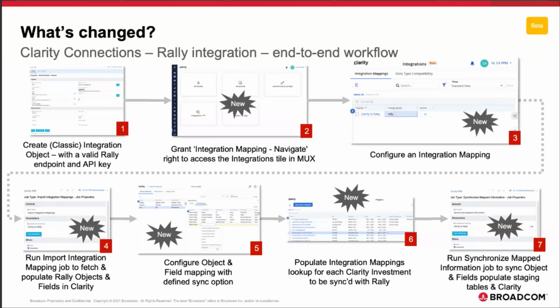Then after you do that, you need to populate one of the settings on your investments. Basically, you need to link your investments to that integration mapping so that when finally you run the sync job, that information that's mapped, everything is updated and brought over to the staging tables and brought into Clarity and or pushed to Rally. So just keep this as a reference of the workflow, the system flow, and then let's walk through each one of these steps.